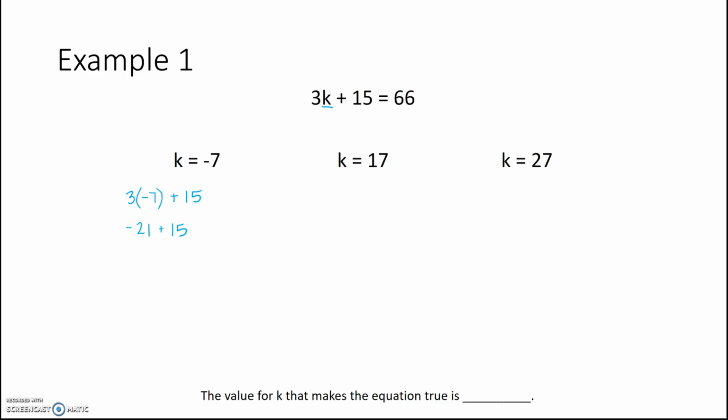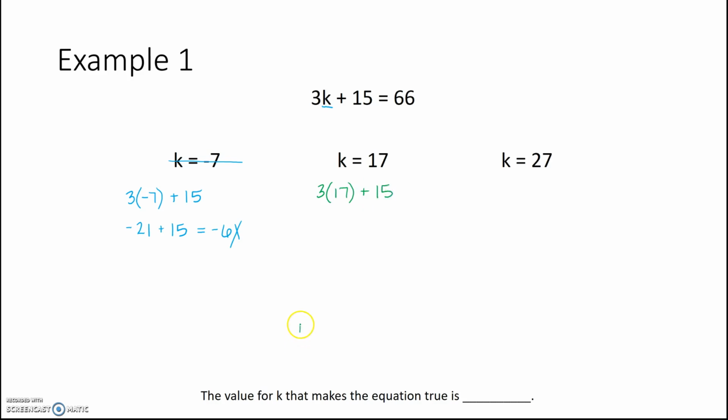Different sign, so I'm going to subtract. So 21 minus 15 is 6, and that's a negative 6 because 21 is greater. I'm looking for 66 as my answer. That is not it. So k is not equal to negative 7. So now I'm going to go to my next value. So the next value I'm plugging in is k equals 17. So I'm going to do 3 times 17 plus 15.